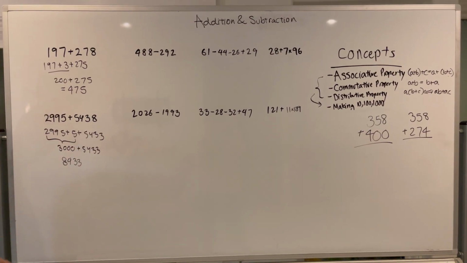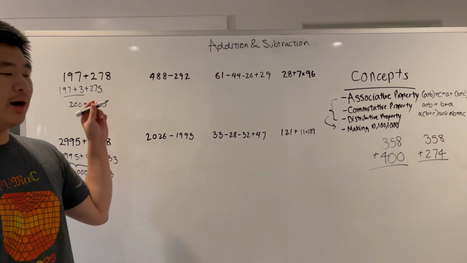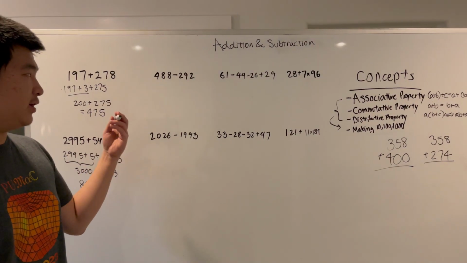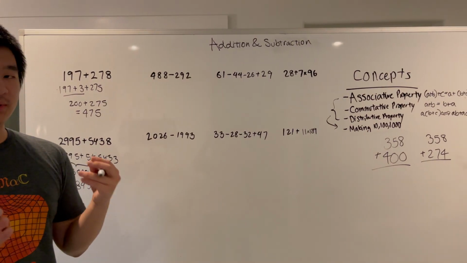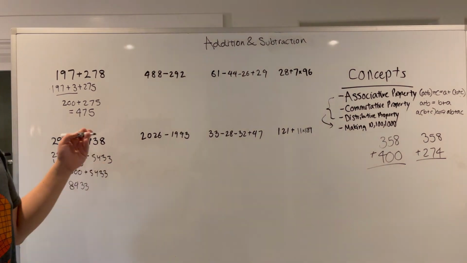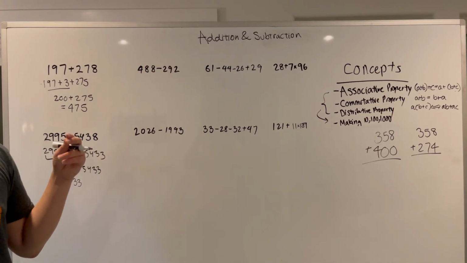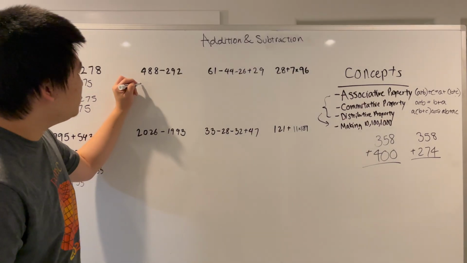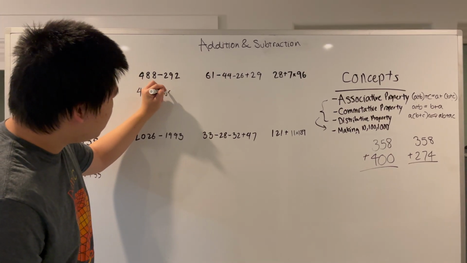8,433. Now with subtraction, the idea is pretty similar. We would really like it if we were actually subtracting something nice like 300 instead of 292. But we can notice that 292 is really close to being 300. It's just missing an 8. So what we can do is rewrite 292 as 300 minus 8. So this becomes 488 minus parentheses 300 minus 8.